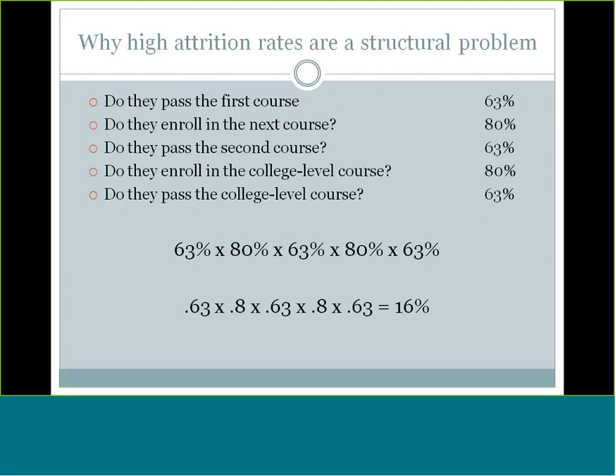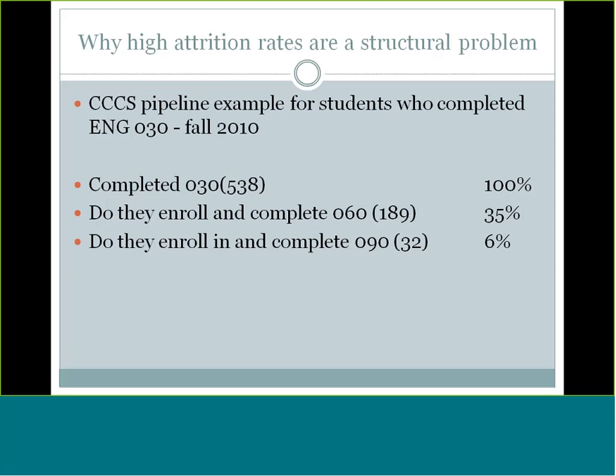This is all theoretical, the page that you're looking at right now, just using some of our averages. This is our actual data for students who completed that lowest level English course back in fall 2010. So it's to date. System-wide, we had 538 students who successfully completed that 30 class. So we started with 100% of the population. Then combined, do they enroll and complete in the next course? Now we're at 35%.